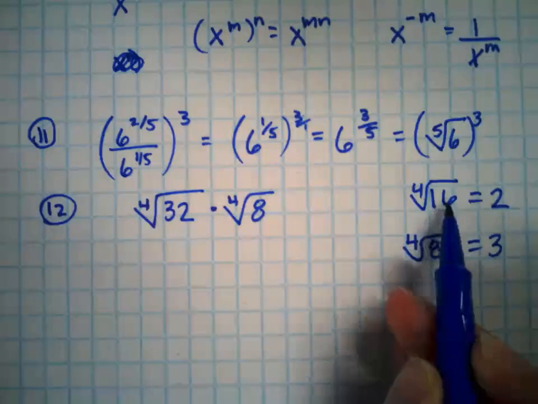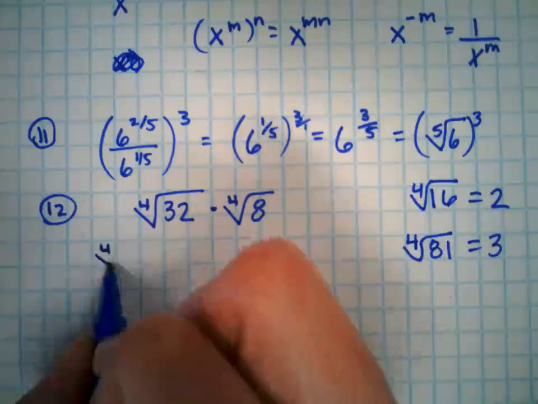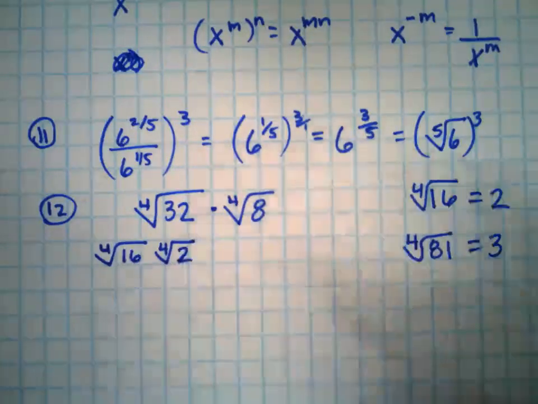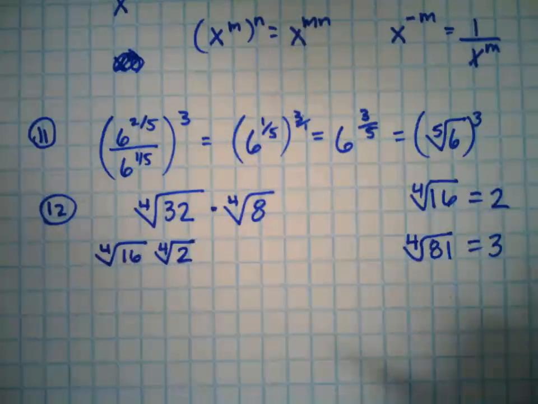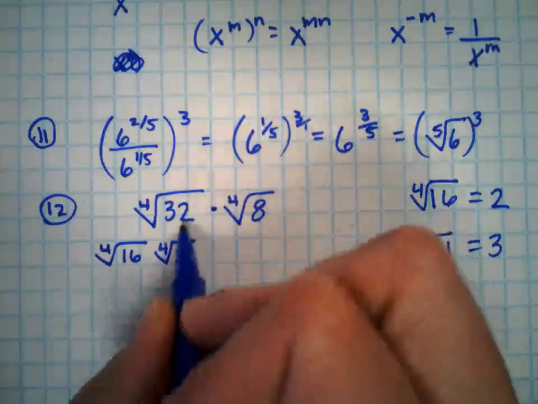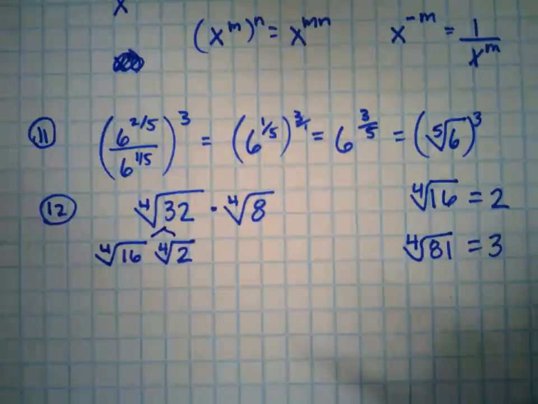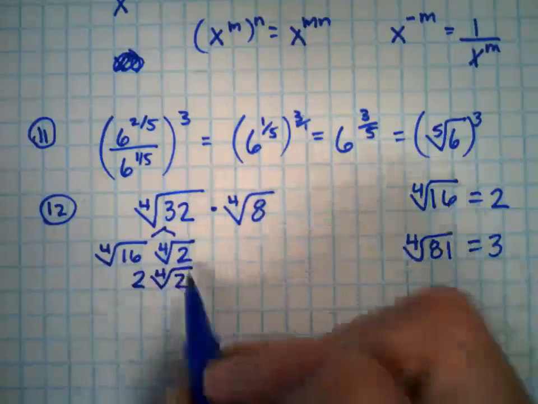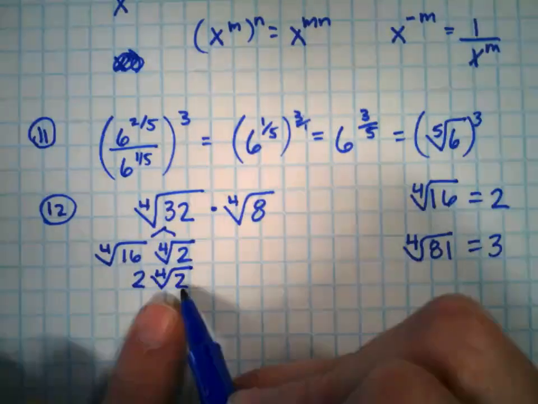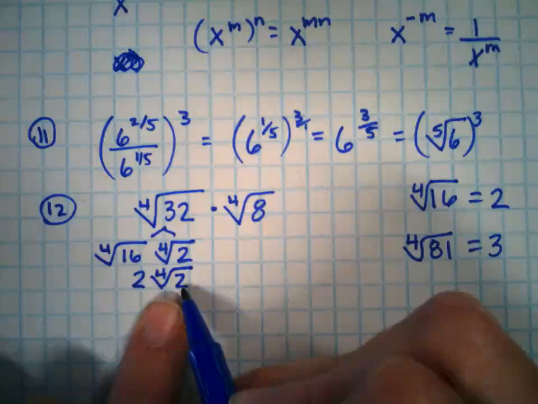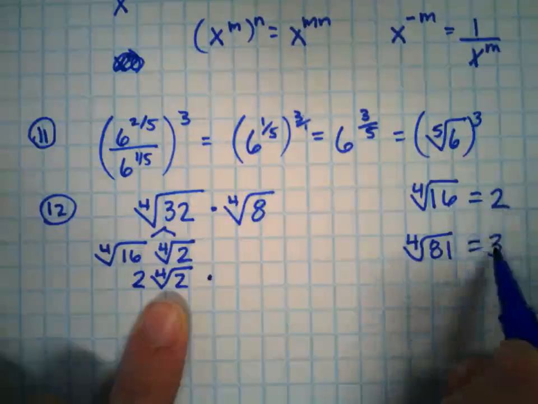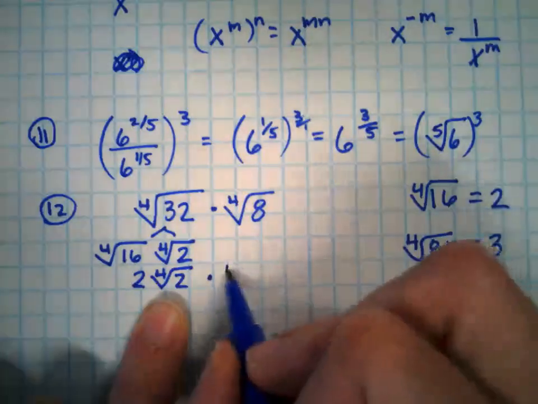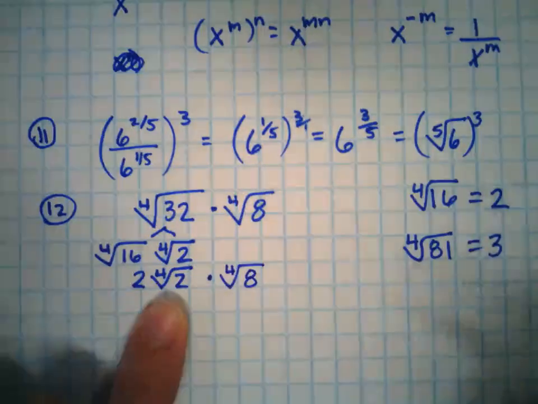Those are two common ones that we would probably use. 32 is 16 times 2. So I can split that 32 up into the 4th root of 16 and the 4th root of 2. Okay, this part, just this 32, is getting split up and rewritten. The 4th root of 16 is 2. So just this part is equal to this expression. Okay, none of these, 16 doesn't go into 8, right? 81 doesn't go into 8, so I just carry this down.